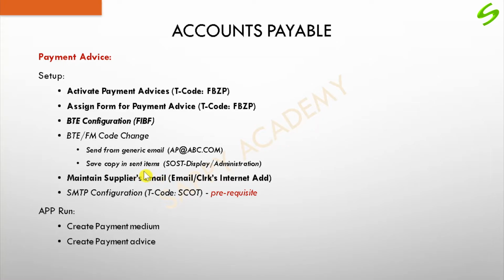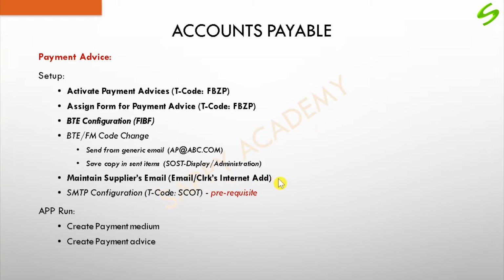If you don't do this, the user has to go to SOST and display what all has been sent. It is very difficult to know in SOST, and most of the users cannot get access to the SOST transaction code because this also has admin roles attached to it. Normally it is not given to the end users. The best thing is to save a copy in the sent item, which can be done through a code change in the FM.